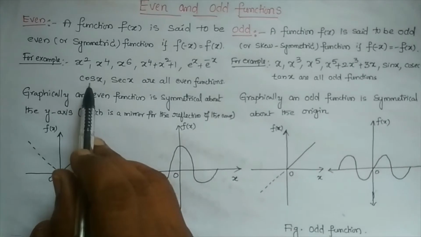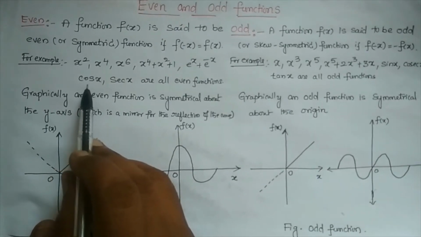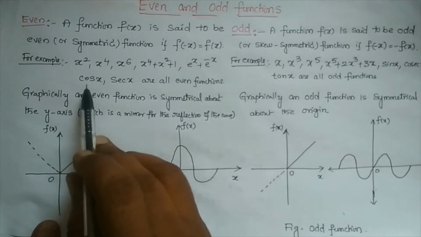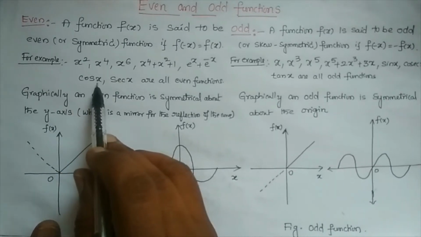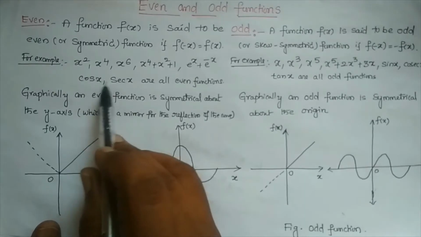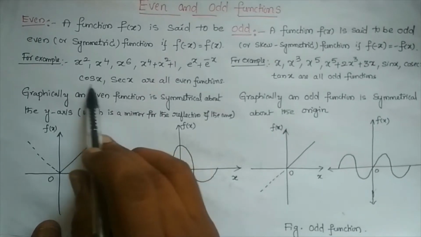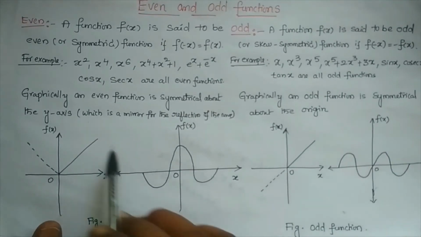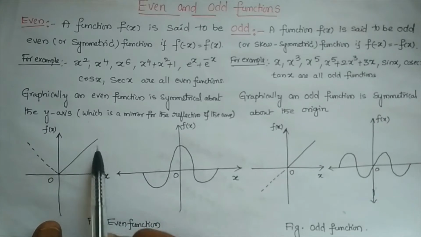Suppose we take cos x. f of x is equal to cos x, f of minus x is equal to cos of minus x. Cos of minus theta is always cos theta. Similarly, secant theta is also. So that's why cos x and secant x are all even functions. So this is the graphical representation of the even function.